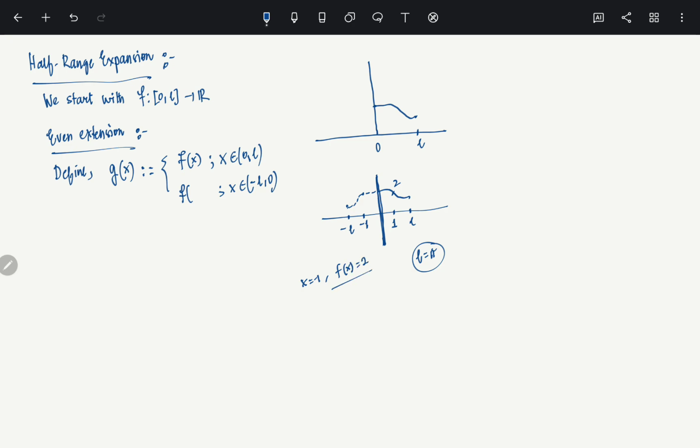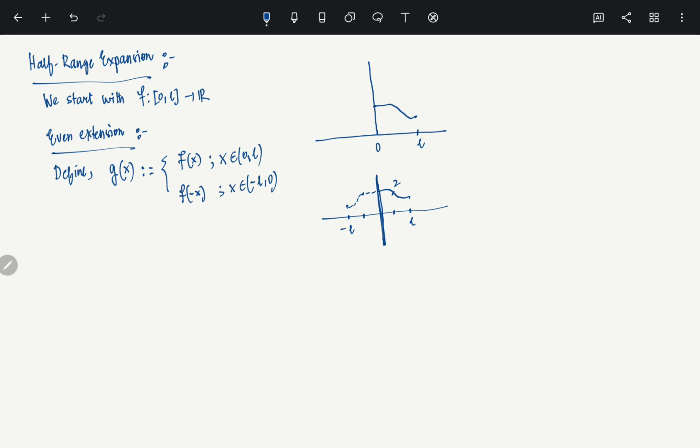If I have to do something like this, I have to define it using f. So if I define this as f of minus x, then f of minus x, at x equals minus 1, is f of 1, which is 2. So it's basically an even extension. You understand what's happening? So that's the idea. I hope this is clear.